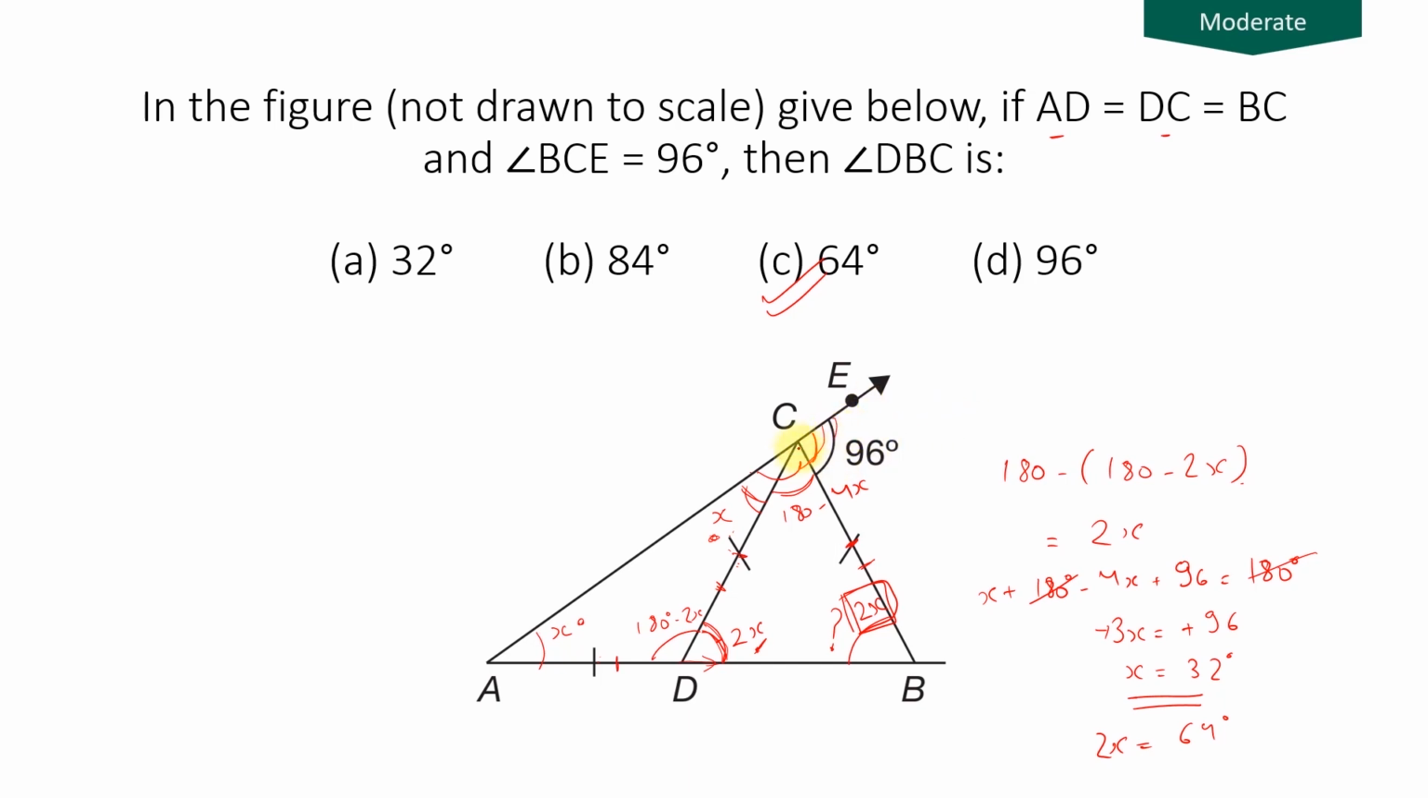So since we have labeled this diagram, this angle is x degrees, this angle is 2x degrees. And if you are looking at the triangle ABC, this 96 degrees is an exterior angle. And the exterior angle is going to be equal to the sum of interior angles. So 96 degrees is equal to x plus 2x. So you straight away get the value of x is 32 degrees.